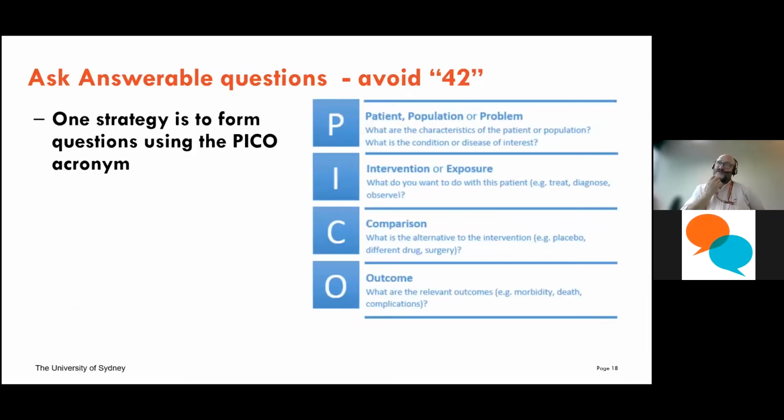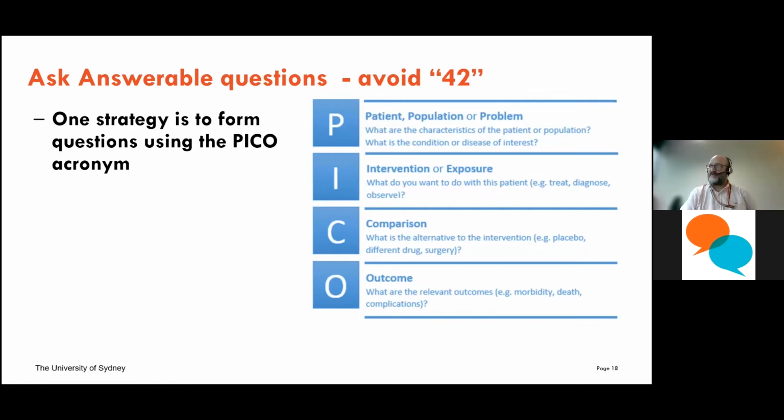So one of the strategies that's often proposed is that we want to try to turn a research priority into a question that could be answerable. And one of the strategies to do that is to use this acronym PICO. So it's saying that there are 4 elements that could go into a question to make it more likely to be an answerable question.